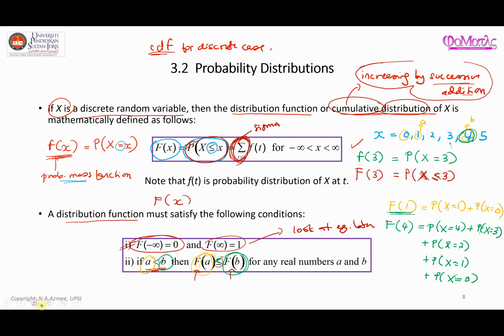So that's why we have this notation where FB can become bigger than FA, and it can also be equal to FA. When is it possible to be equal to FA? Well, if this probability is 0, this probability is 0, this probability is 0, then the result for this one will be equal to F1, for example. Okay?